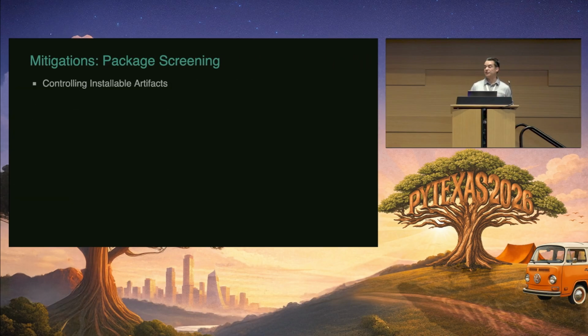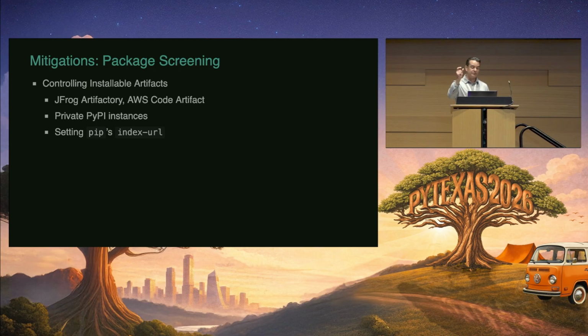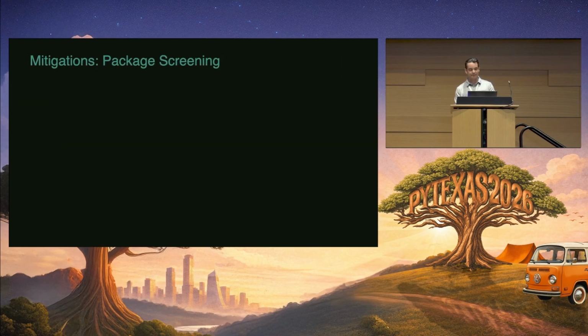Another way of package screening is controlling the installable artifact. So a lot of big organizations, some of your own companies might use something like JFrog Artifactory or AWS CodeArtifact. And by doing so, or having private PyPI instances, we can set pip's index URL to force pip to only use a URL of our choosing, and in that URL we can carefully control what packages get in there. And that does give us some safety, but it is always circumventable. One of your users might just download a package and move it into site packages, or leave your network and find another way to get a package on their systems. So while somewhat effective, I think these also are quite circumventable.